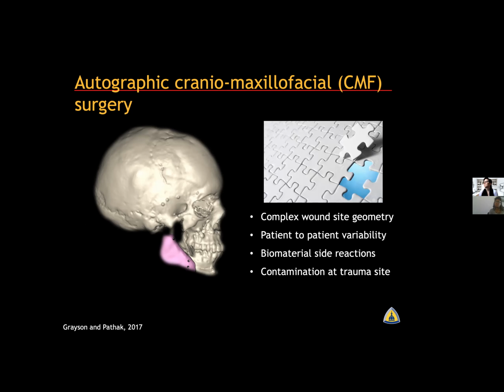And the idea is to somehow improve the outcomes for these patients, because when you harvest a bone from, let's say, the leg of a patient or the hip of a patient, it is very difficult to get that bone geometry to conform to the wound site geometry. So we need a better method to treat these patients because the wound site geometry is complicated. We often have variability in the sites of these injuries from patient to patient. So the idea is maybe to use some kind of biomaterial to help healing. But we can't just use any biomaterials because some of them are not bioinert and they can have adverse side reactions. And also you don't want contamination at the trauma site.